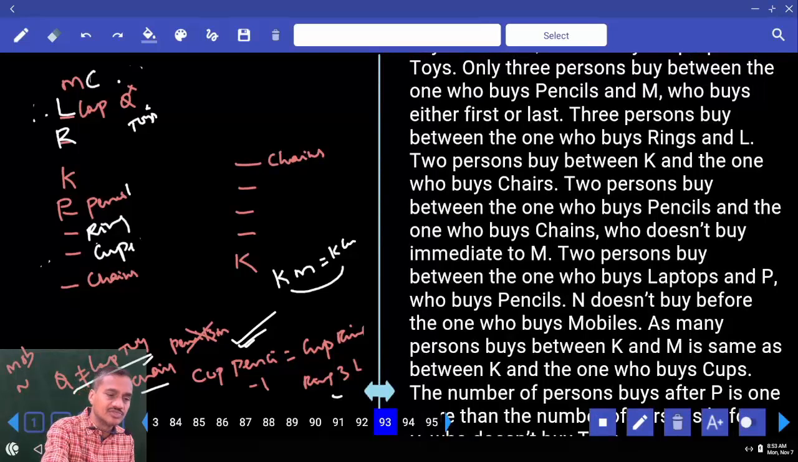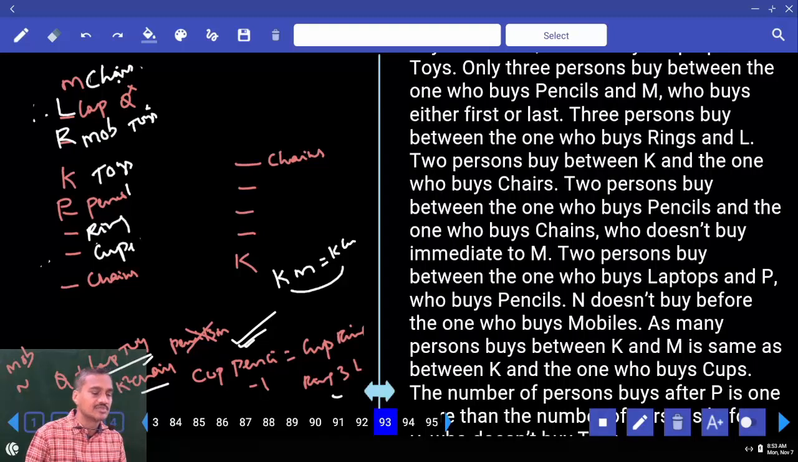Hence chair. Where should this chair be? M is chair. M chair. If M is chair, what else is remaining for us? Tell me. And toys. Now this R cannot be toys, K is toys. If K is toys, this is mobile. This is mobile. Done? And the one who buys N is after this mobile.